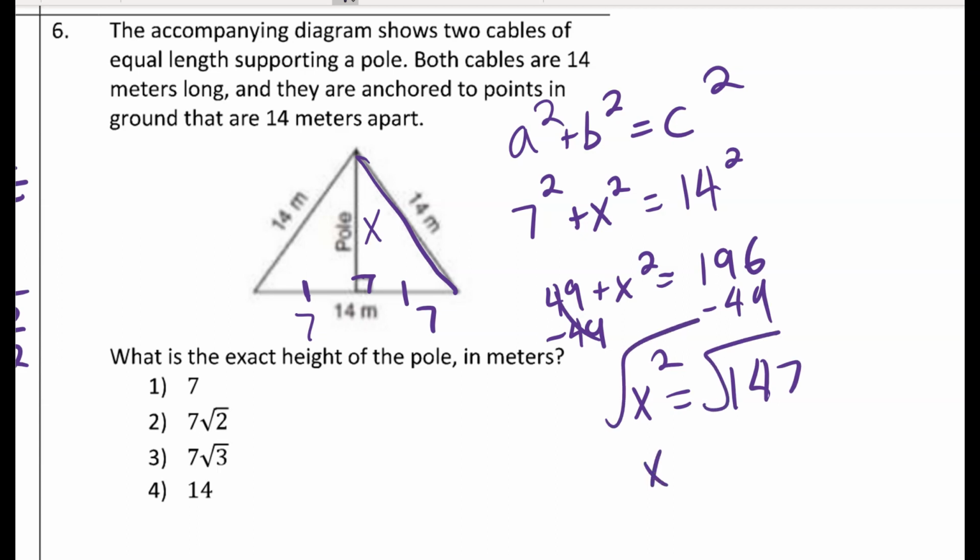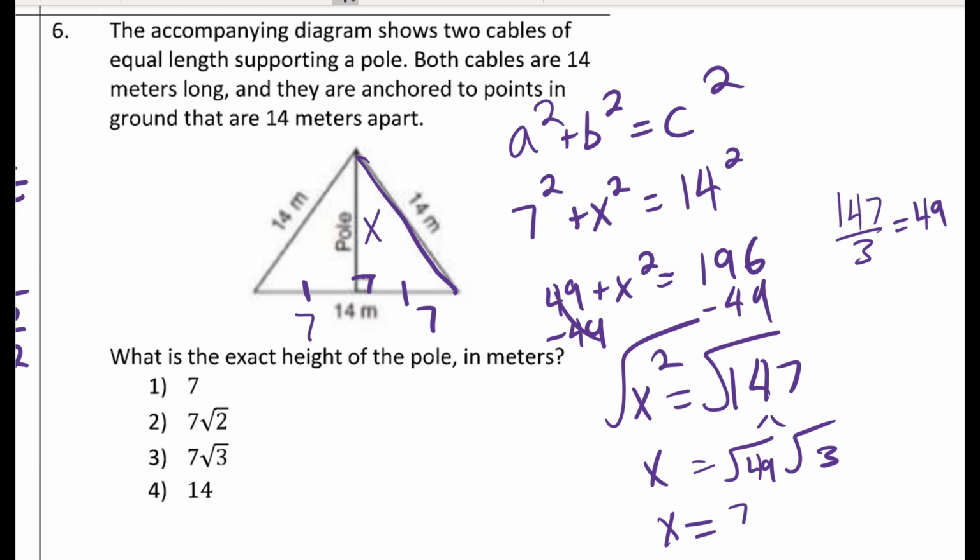So I notice all of my answers seem to be simplified a little bit here. So I'm looking at radical 147, and I'm thinking, what could I break it up into so that one thing is a perfect square and one thing isn't? Well, you could try a couple numbers in your calculator, but if you divide 147 by 3, you get 49, which is a perfect square. So I'm going to break up 147 into radical 49 times radical 3. Radical 49 simplifies to 7 radical 3, so my answer choice is 3.